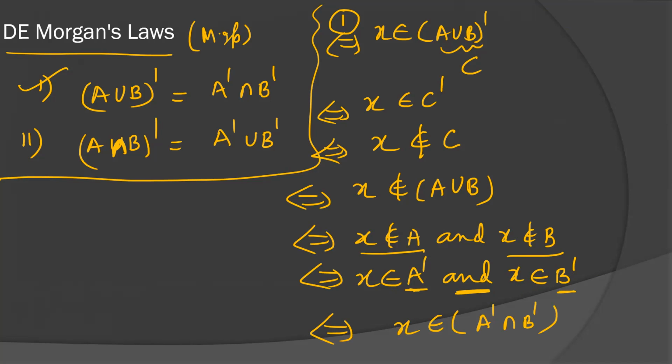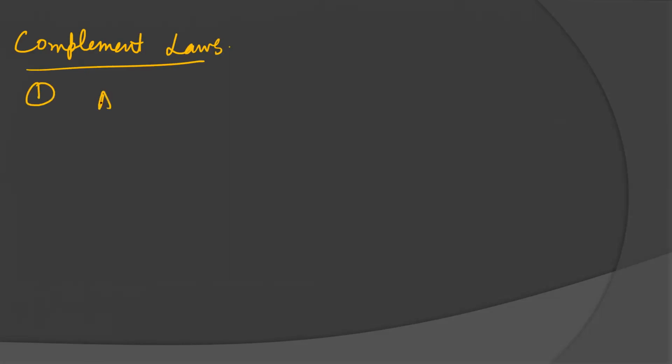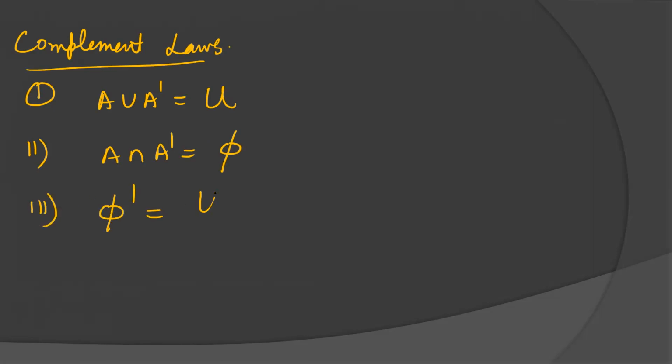We have some other laws, also called complementary laws. First, I told you A union A complement is the universal set. A intersection A complement is the null set; you can see that both have no part in common. The complement of the null set is the universal set, and the complement of the universal set is the null set. So these are some important results.